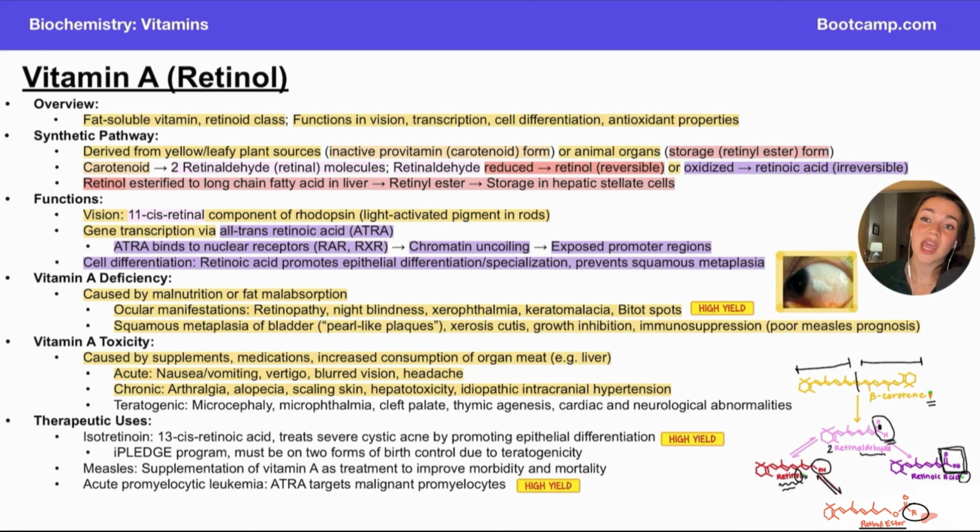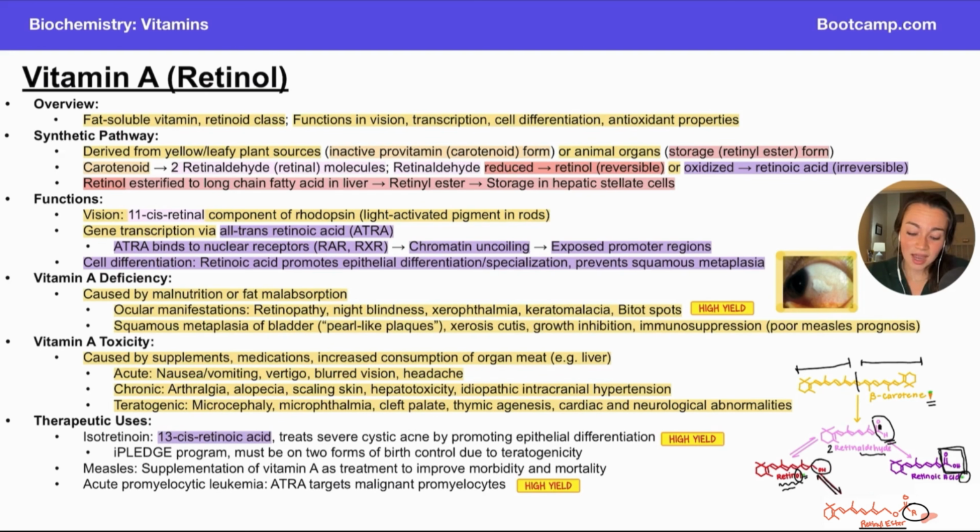Now, unfortunately, vitamin A is extremely teratogenic, and we'll talk about that a little more in a second when we talk about the therapeutic uses of vitamin A. But vitamin A as a teratogen is devastating to the fetus. It'll cause microcephaly, microphthalmia, cleft palate, thymic agenesis, cardiac and neurological abnormalities. And so that brings us into our therapeutic uses of vitamin A.